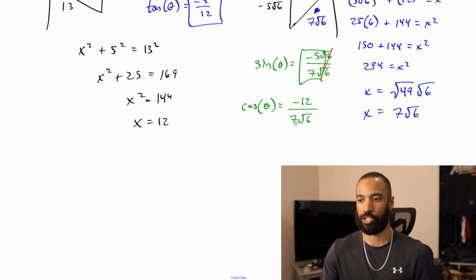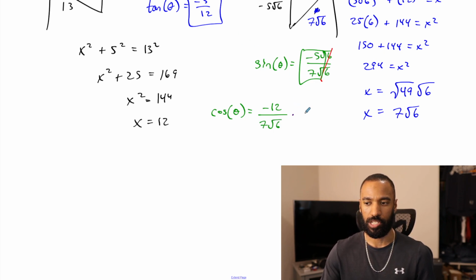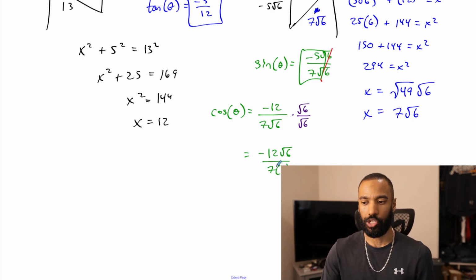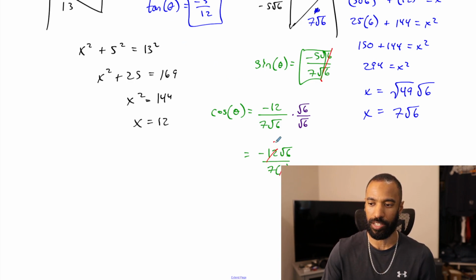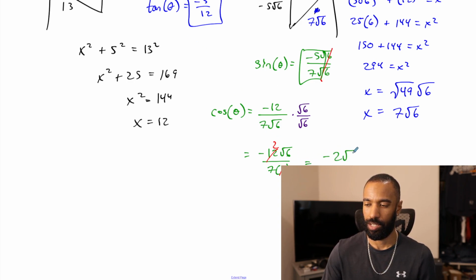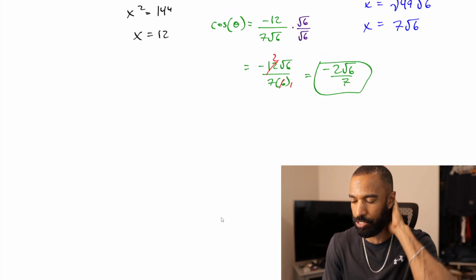Now, I don't know how often you guys have rationalized denominators that have a little extra stuff in front. We don't have to multiply top and bottom by 7 root 6 over 7 root 6, just root 6 over root 6 like that. And that becomes negative 12 root 6 over 7 times 6. Now, before you get too caught up in multiplying 7 times 6, notice I can divide 12 and 6. 12 divided by 6 is 2. So this becomes negative 2 root 6 over 7. That is the simplified version of that answer there.